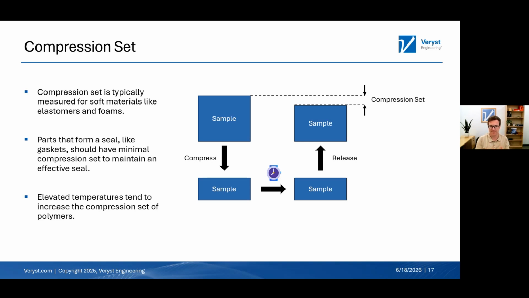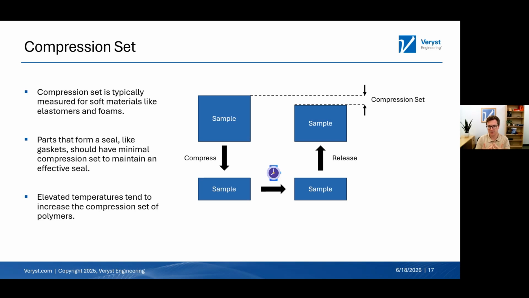So compression set is a little bit more common for parts that form seals, things like gaskets, because if you have too much compression set, then it will no longer maintain an effective seal between the two mating surfaces that's supposed to prevent fluid flow across. And for this webinar specifically, we're concerned about elevated temperature, because again, this is a kinetic process, right? We're compressing the material, we're getting some stress relaxation. Essentially, that stress is going to decay over time. The process is accelerated by elevated temperature.